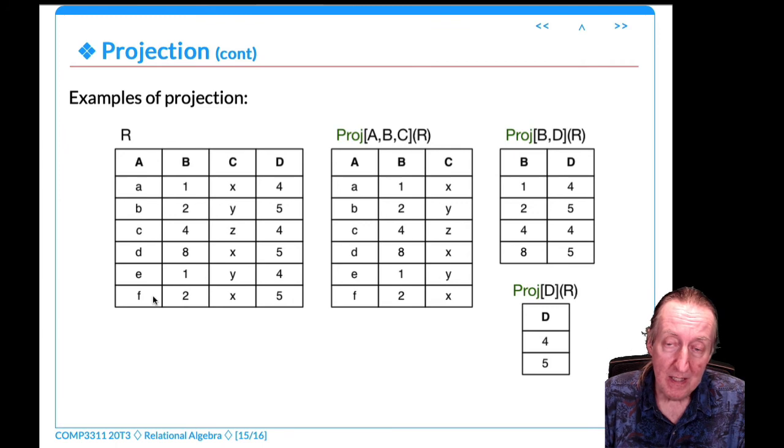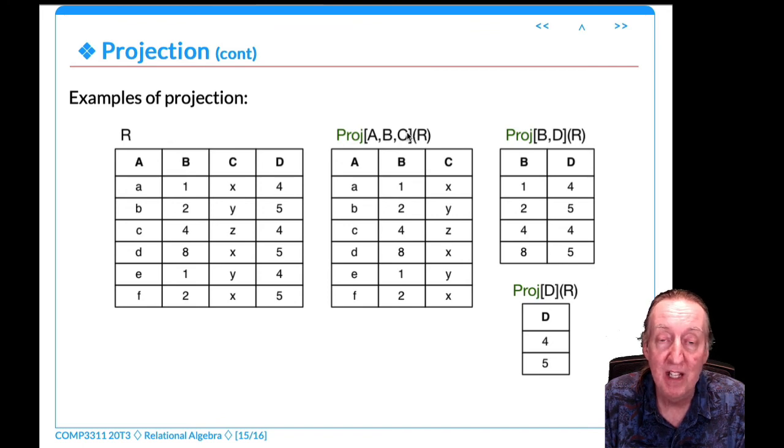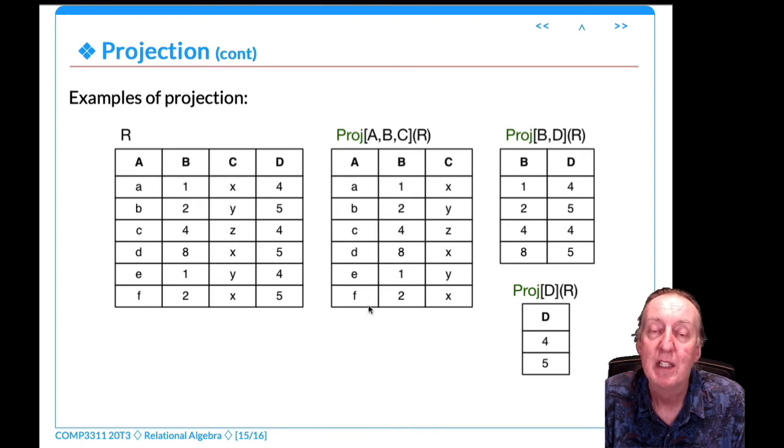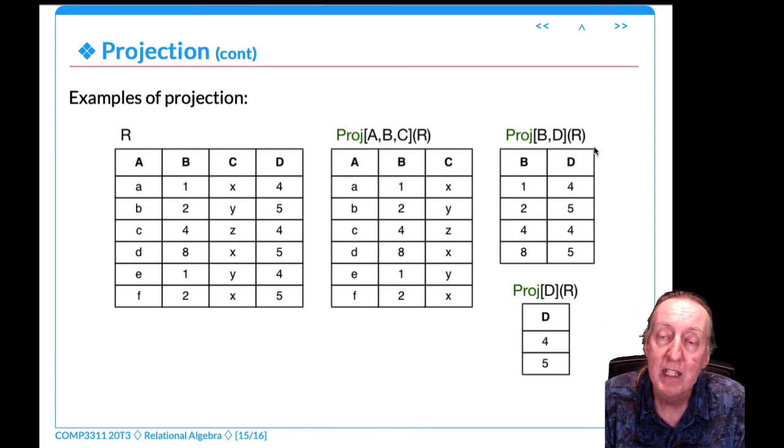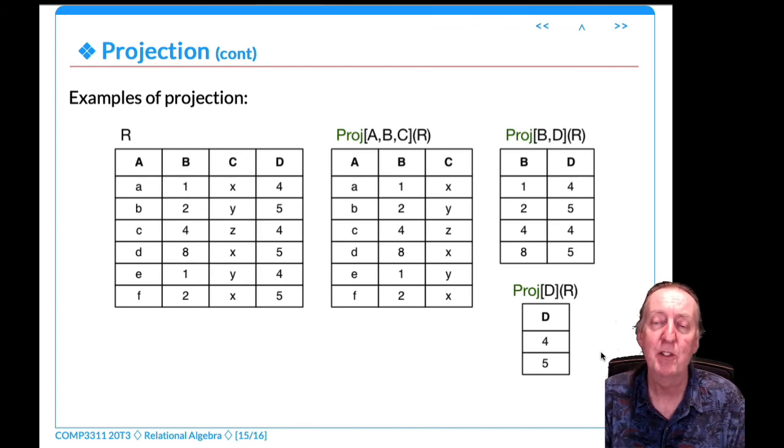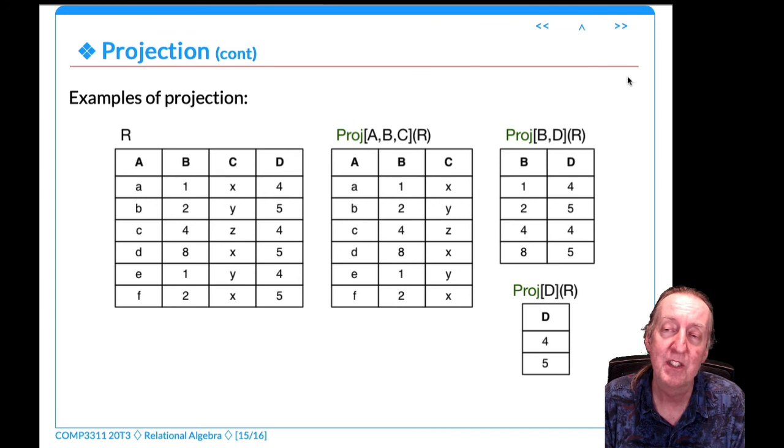Alright, so here's some examples. Here we managed to project a combination of attributes that happen to be unique, so we end up with the same number of tuples in the final table. Here we do a projection where we end up producing some duplicates, so B and D, 1, 4 there, 1, 4 there, so we end up with fewer tuples in the final result table, and here we end up with even fewer. So in terms of SQL, that's like doing select distinct.